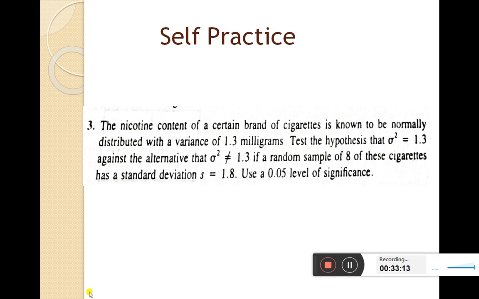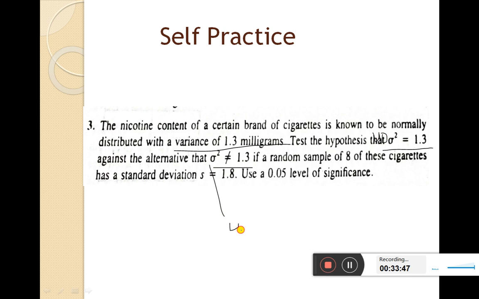Now the last one is a self-practice question, which you can simply solve. A nicotine content of a certain brand of cigarette is known to be normally distributed with a variance of 1.3 milligrams. Test the hypothesis that variance is 1.3 against the alternative that sigma square is not 1.3. Here is your H naught and that is your H1.